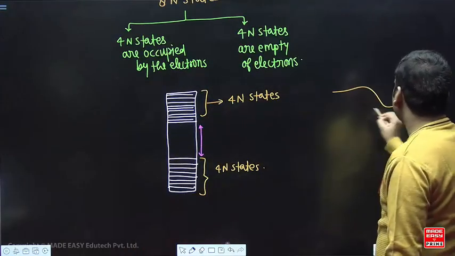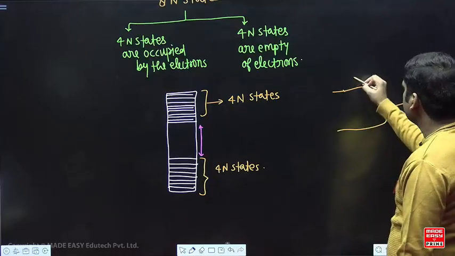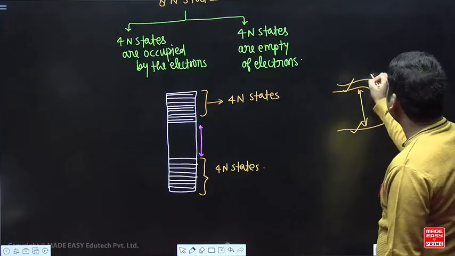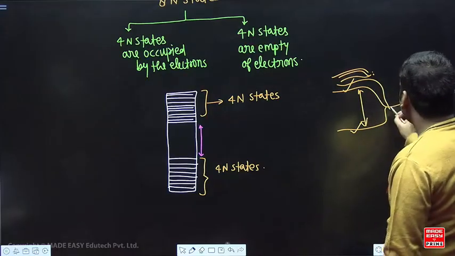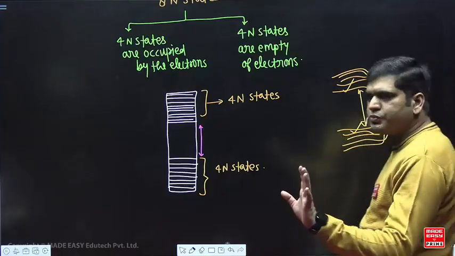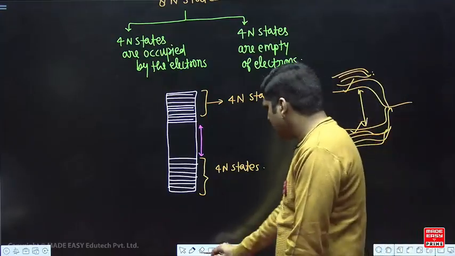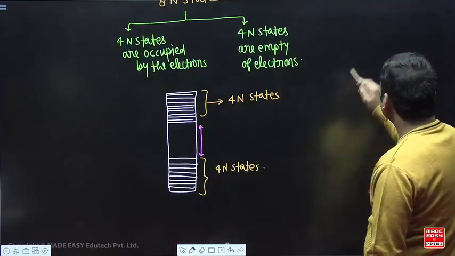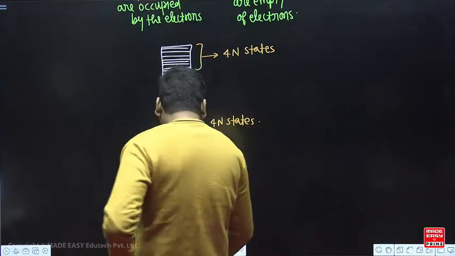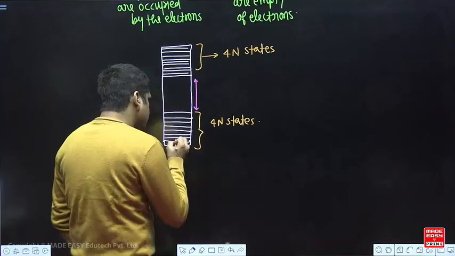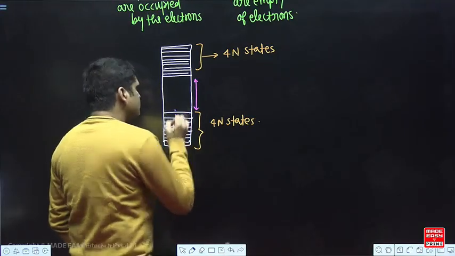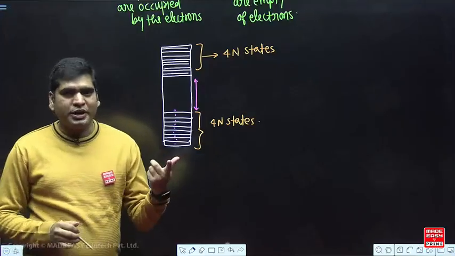Just like when you have one state, it is sigma star, it is sigma, and this is the gap. So these are the 4n sigma star, and these are the 4n sigma, and this is the gap. This way the things are going to happen. How many electrons are there? You have 4n electrons. So all these 4n electrons will be occupying these positions. You have only 4n electrons.